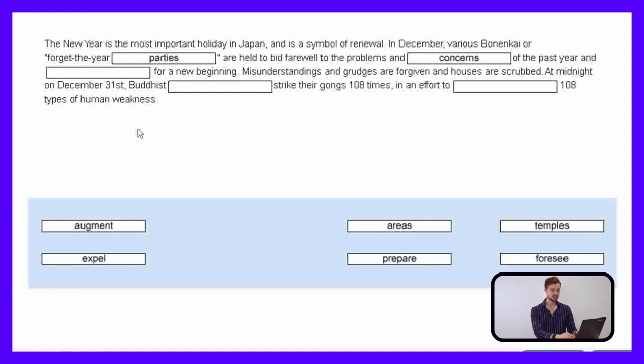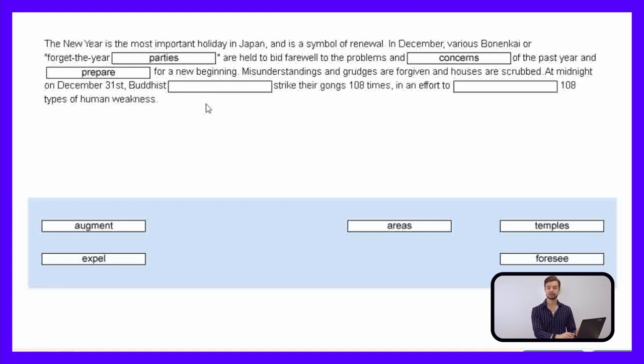So it could be augment for a new beginning, expel for a new beginning, prepare for a new beginning, or foresee for a new beginning. And again, here you can use your knowledge of verbs and prepositions, but "prepare for something" seems to make the most sense. Next one, "Buddhist blank strike their gongs."